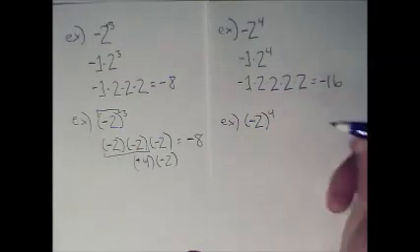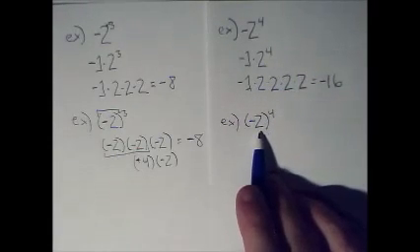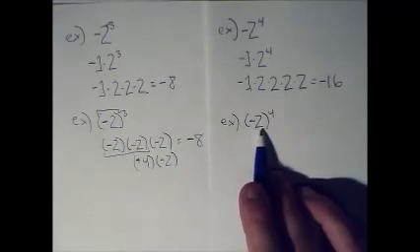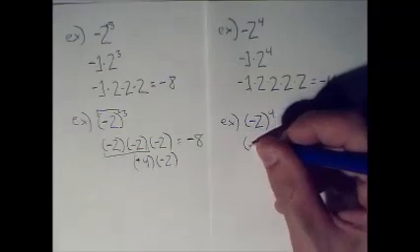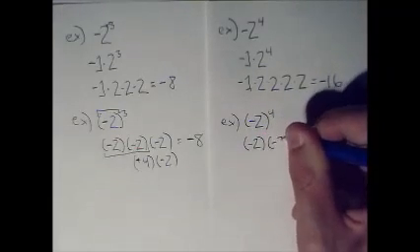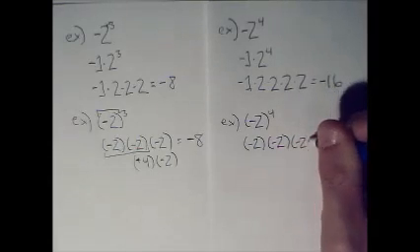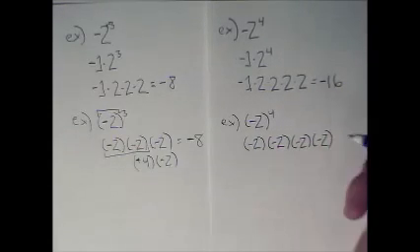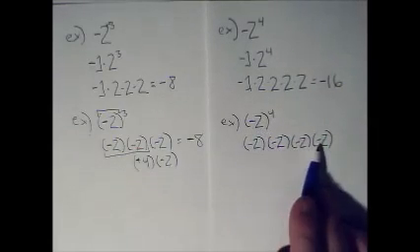Negative 2 to the 4th power. Well, when we have the parentheses, remember that entire group is now my base. What this means is negative 2 times negative 2 times negative 2 times negative 2. The base, negative 2 times itself 4 times.